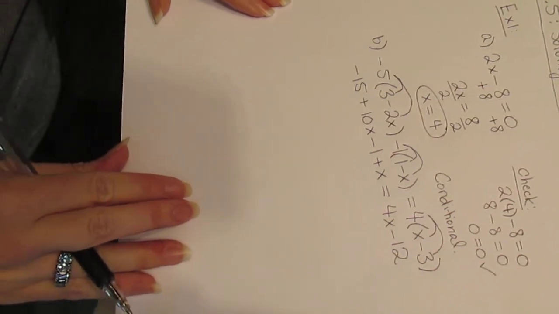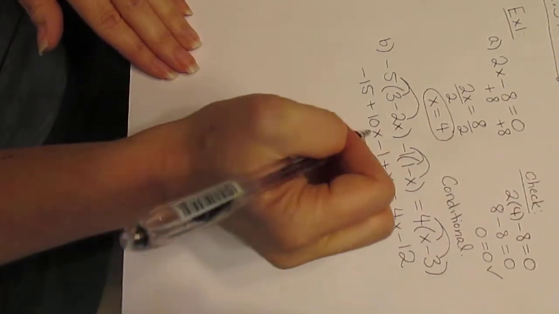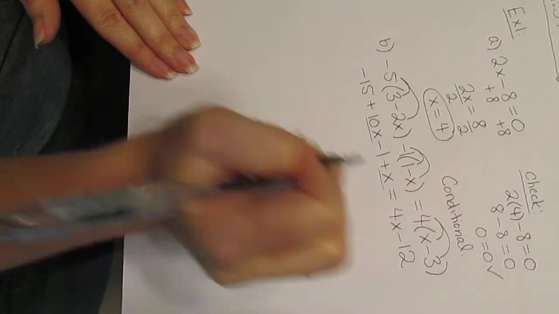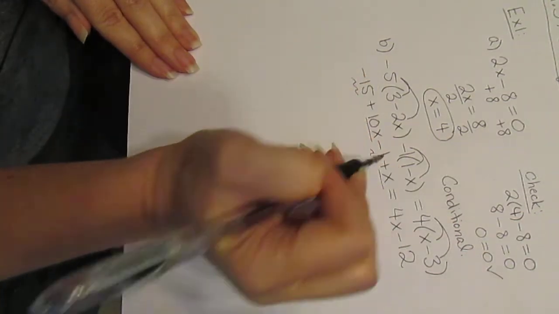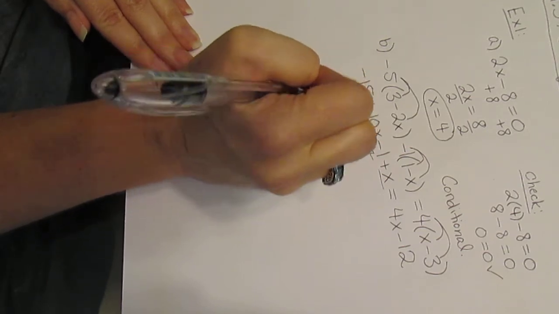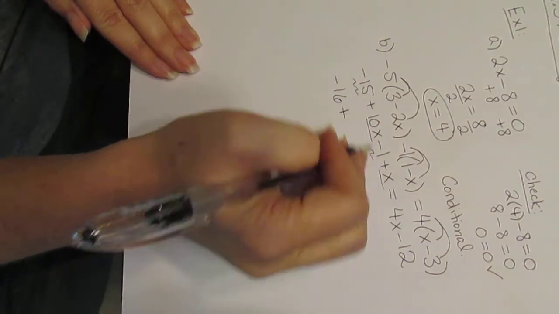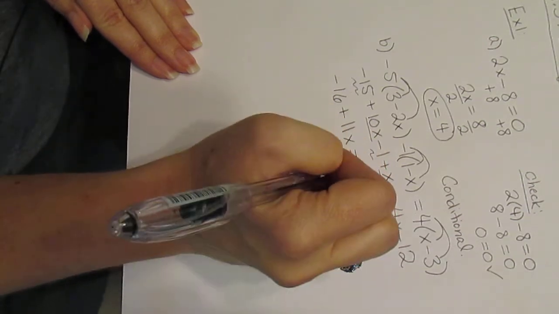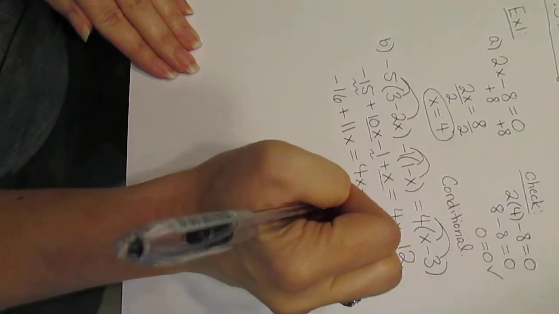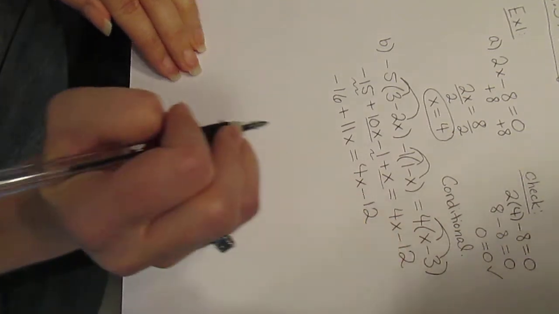In this one, we're going to need to combine like terms next. So we've got x terms here, and we've got constants here. So we've got -16 plus 11x equals 4x minus 12.